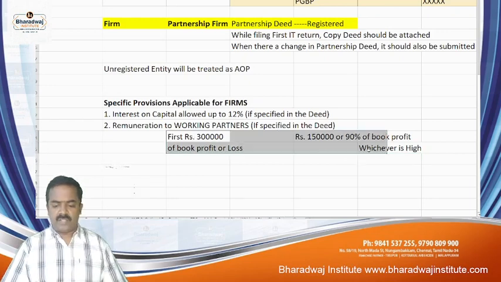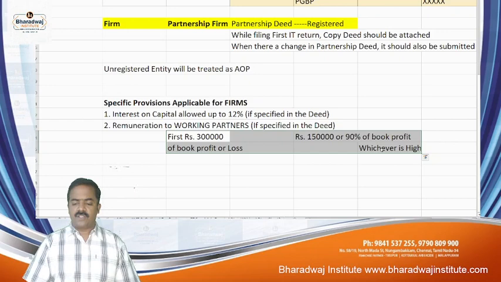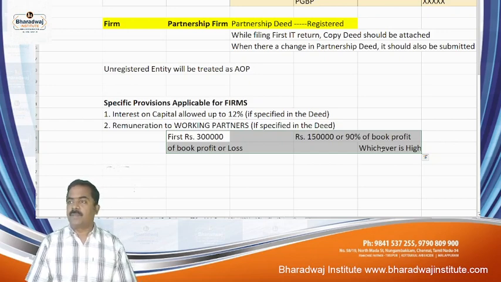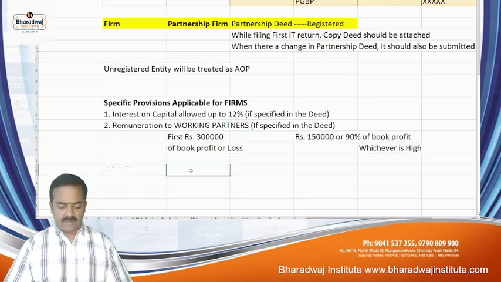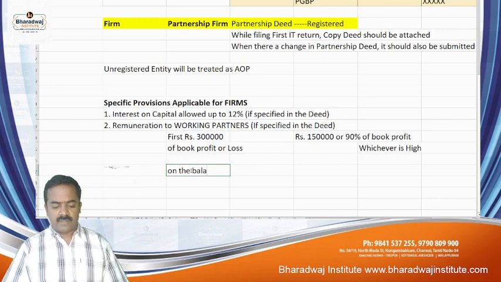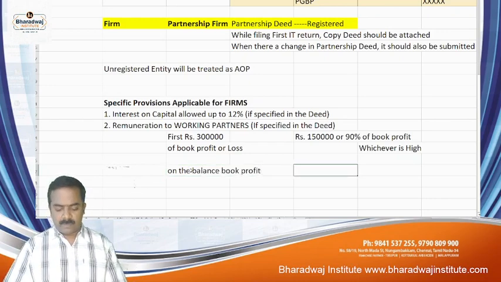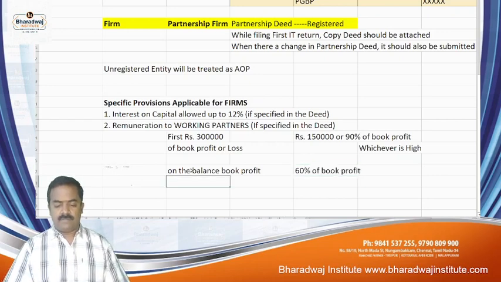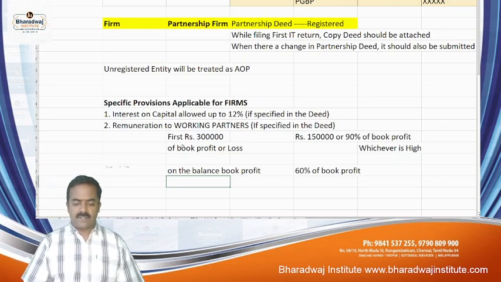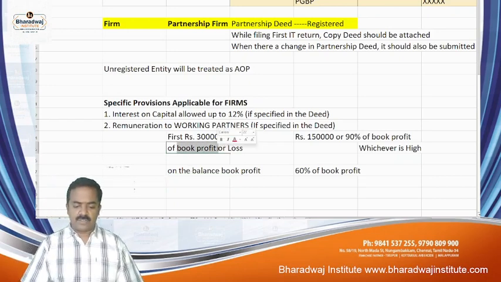On the first 1,50,000 of book profit, or in case of a loss, you can pay a remuneration of how much? 1,50,000 or 90% of book profit, whichever is higher. On the balance book profit, you can pay 60%. There is a word that is used: book profit.